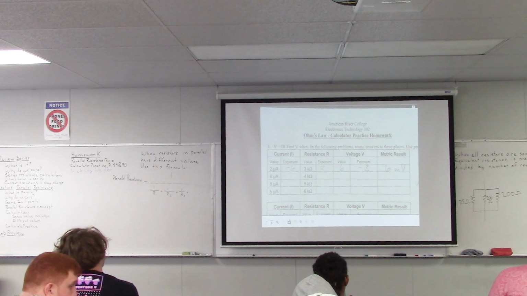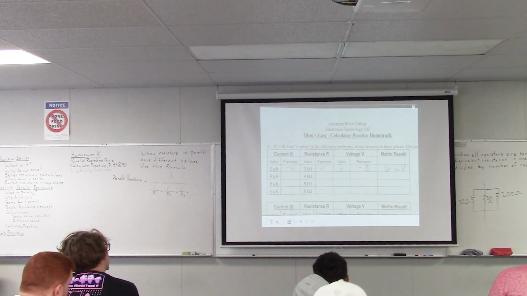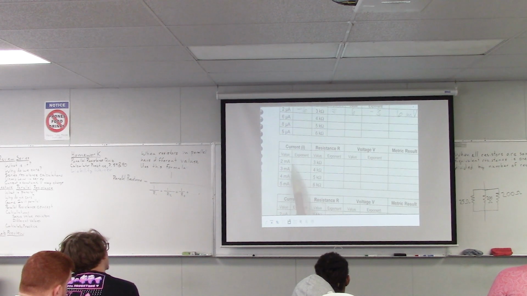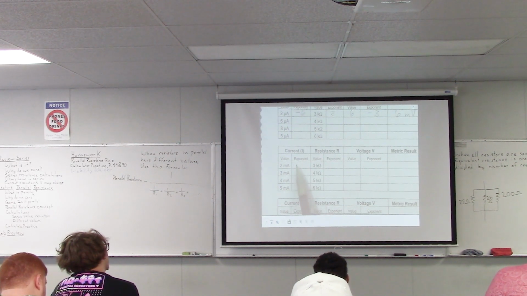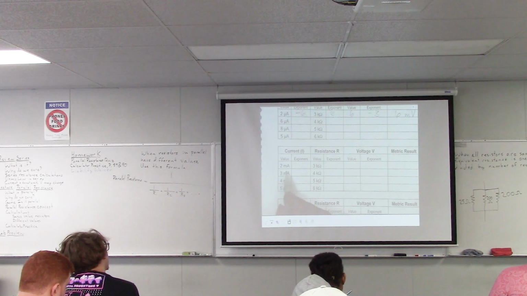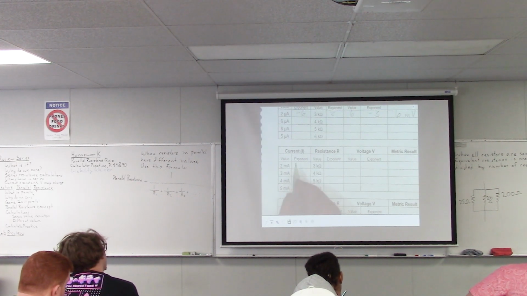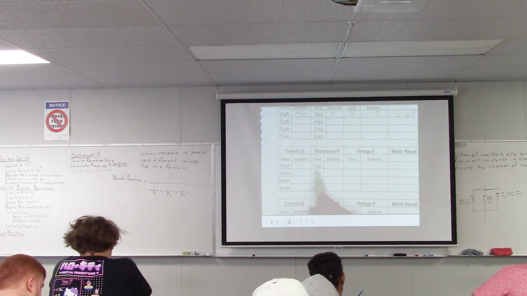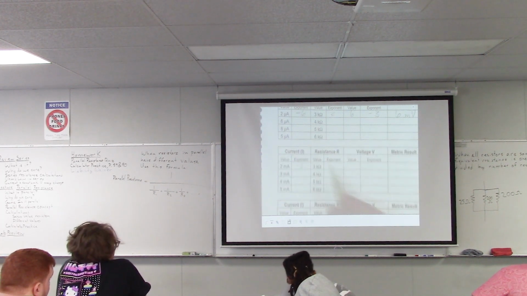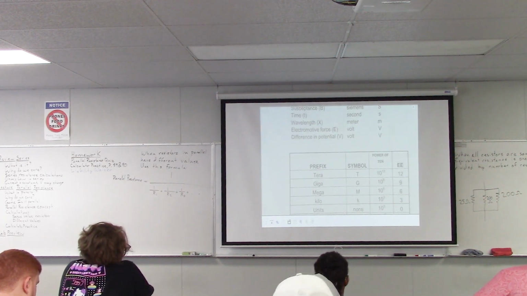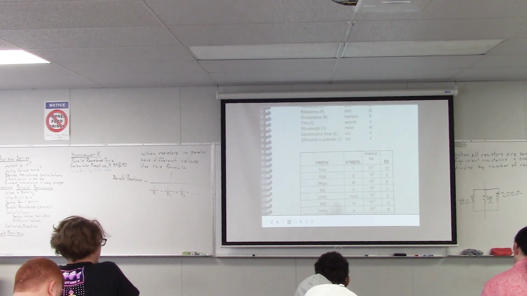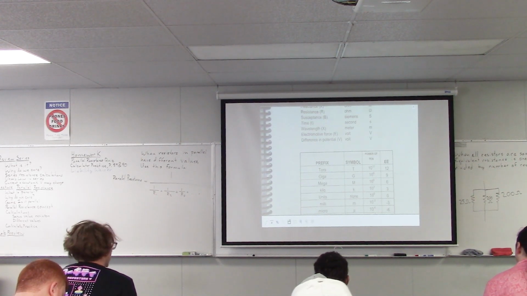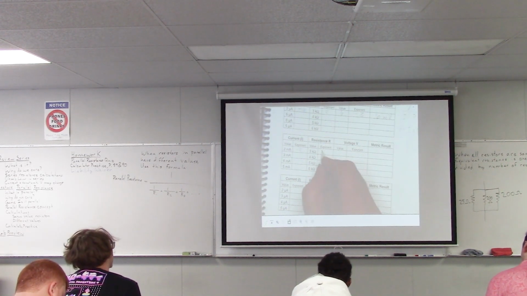So shall we do one more here? All right. Let's look at this next row down here. Now we've got 2 milliamps. What was the exponent for milli? Minus 3. And now we've got 3 kiloohms. If we look at our table, we see that the exponent for kilo is 3. So we can write down an exponent of 3.